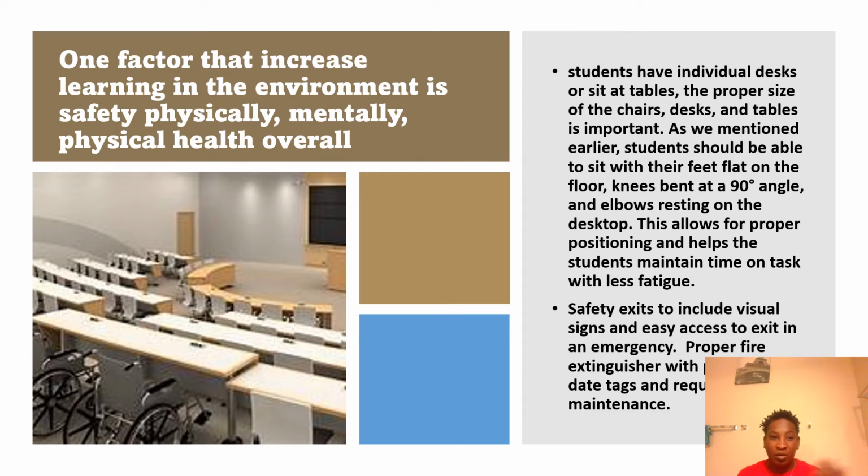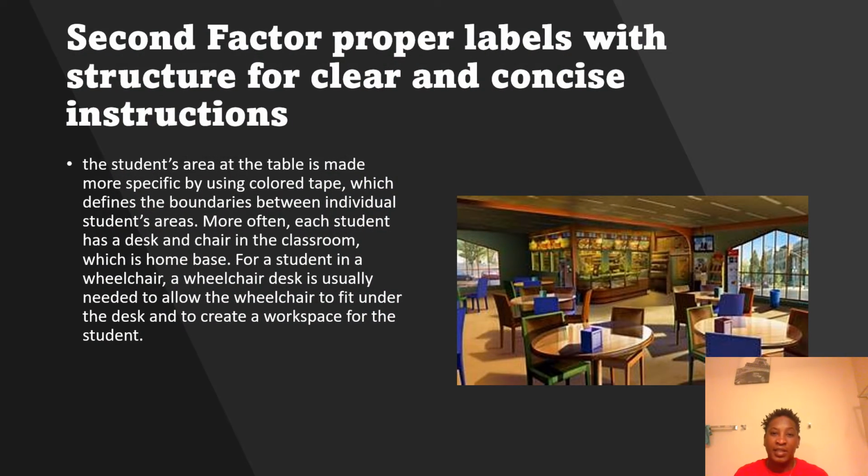Identification. Going more into this second factor, like I said, proper labels with structure for clear and concise instructions. To me, this is very important when planning, right? So the student area, like at the table, is made more specific. You can use color tape, which I kind of liked, to define boundaries between each individual student or space. More often, each student has their own desk and chair, which is their home base. This is their foundation, right?